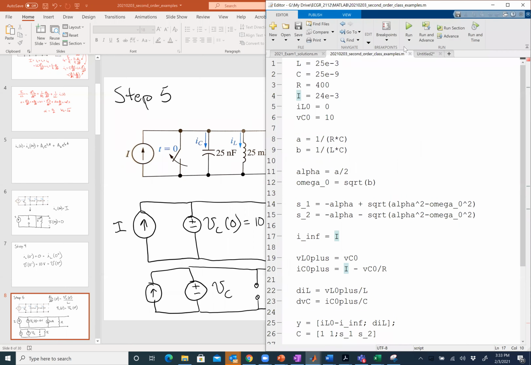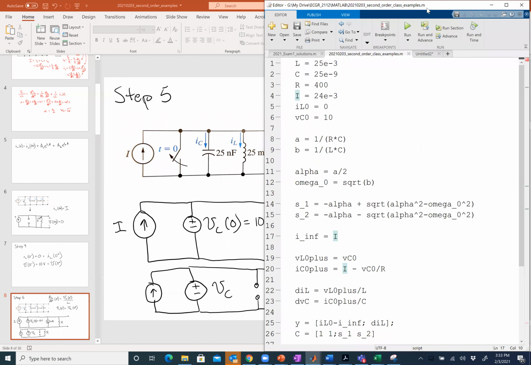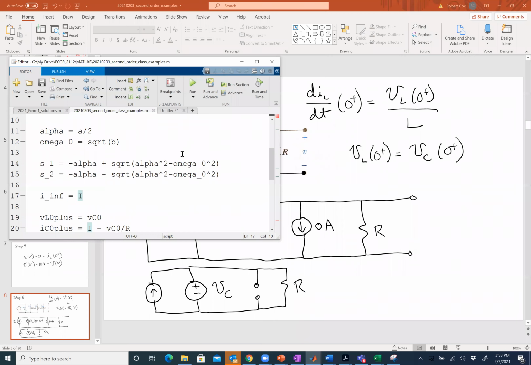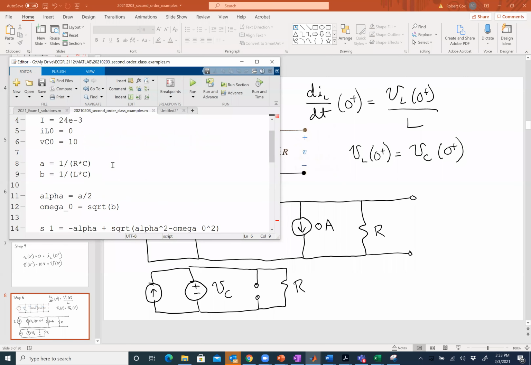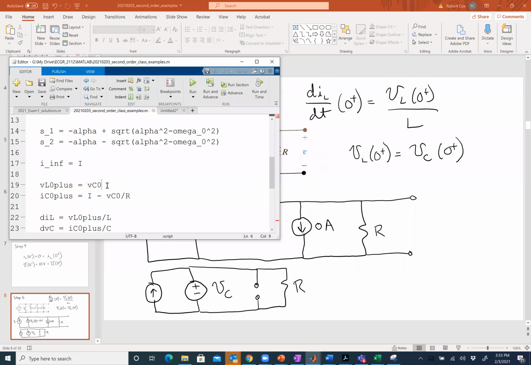So in my code here, let me move this over to the side. Let's look at how I did that. I defined this variable here, VL at 0+, as the same as my initial voltage, and I said my initial voltage was 10 volts. Then I said dIL, the variable name I gave for the derivative, is VL 0+ divided by L.